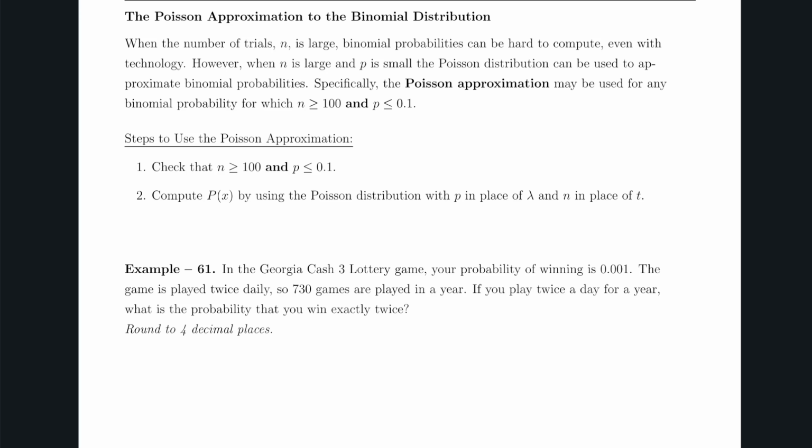Let's start over. So here, when the number of trials is large, the binomial probability distribution, what we learned in a previous lesson, can be difficult to compute even with technology. However, if the number of trials is large, and by large we mean in this case greater than or equal to 100, and the probability that each trial could be successful is small, by small in this case we mean less than 0.1, so there's particular cutoffs for what is large in this case, what is small. The Poisson distribution, the formula that we've just been working with, can be used to approximate binomial probabilities.